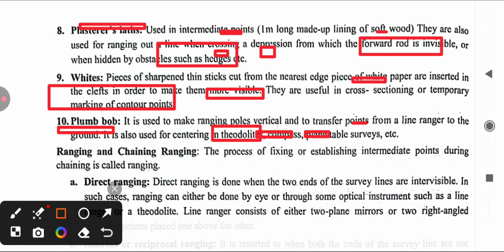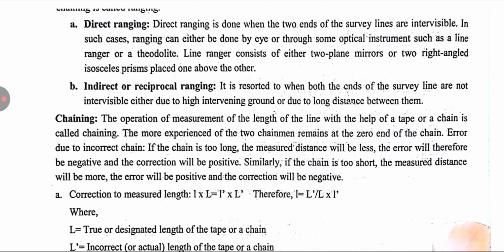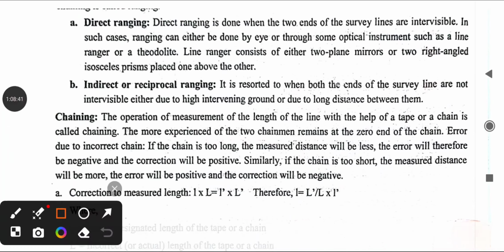Okay, ranging and chaining. Ranging: the process of fixing or establishing intermediate points during chaining is called ranging. Now, direct ranging and indirect ranging. Direct ranging is done when the two ends of the survey line are intervisible.